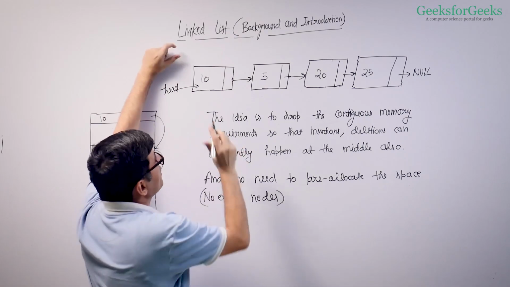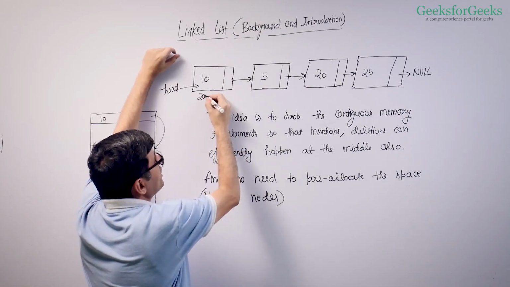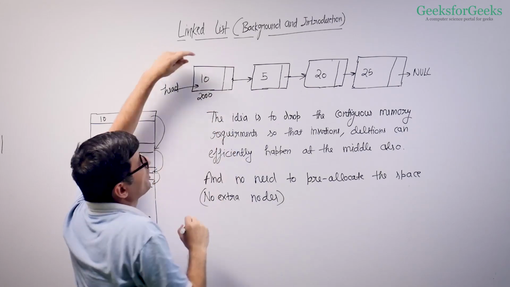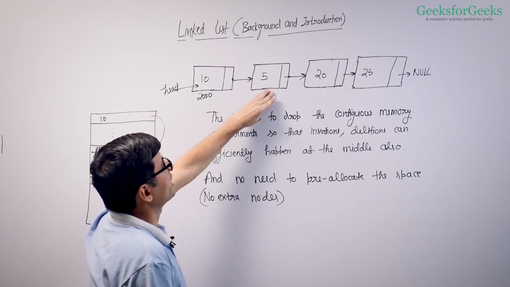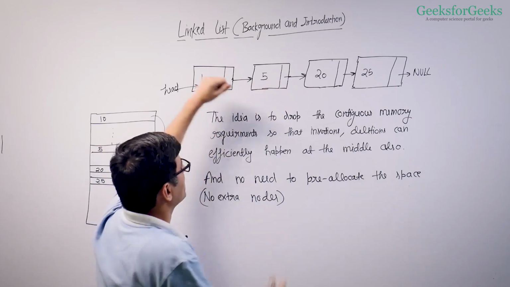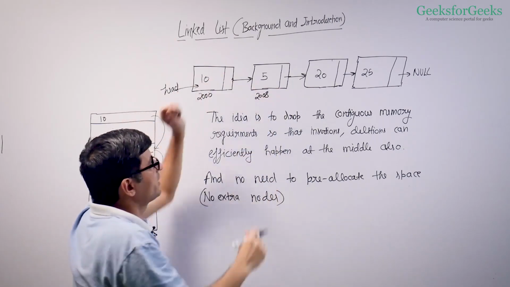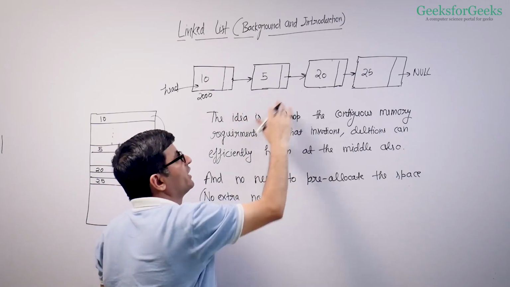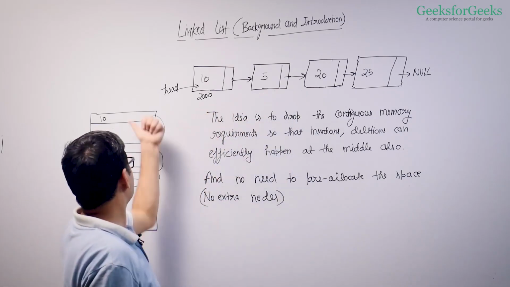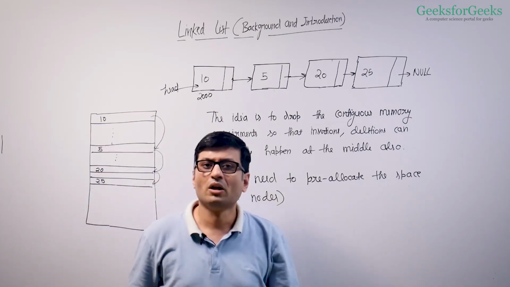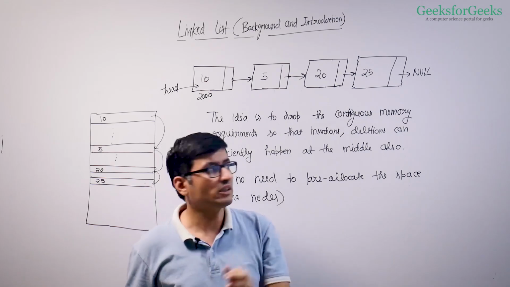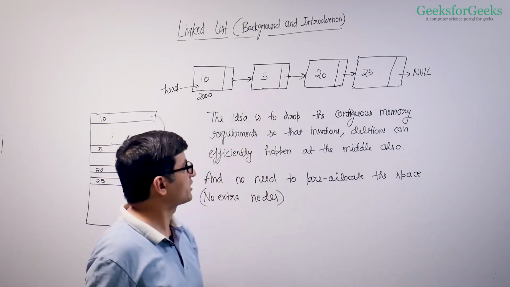One important thing: if this node is at address 2000, and say a single node takes 8 bytes, then in arrays the next one had to be at 2008. But in a linked list, it can be anywhere. It can be any address. It can be 5000, 6000 or up, down, anywhere, right? So that's the thing about linked lists. They can be at any random locations.